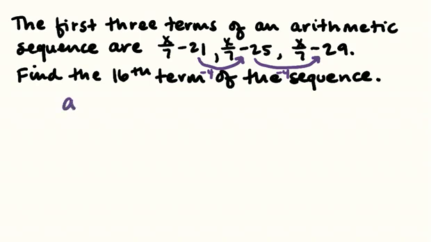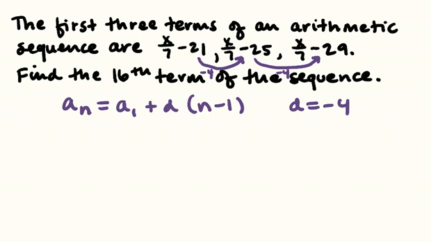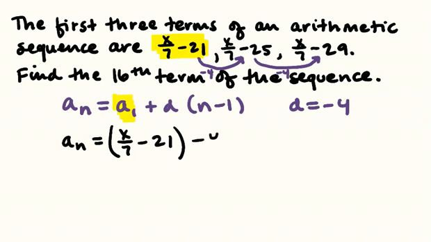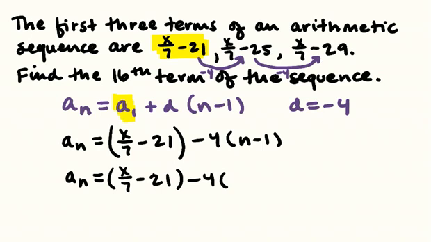And we had this formula that the nth term of an arithmetic sequence was equal to the first term plus the common difference times n minus 1. Okay, well, that common difference is equal to -4. And we know that the first term, this first term here, is x over 7 minus 21. So I'm going to say that the nth term is equal to x over 7 minus 21 minus 4 times n minus 1. And then to get the 16th term, I'm just going to plug in n equals 16. And 16 minus 1 is 15. So I'm going to be subtracting 60 from -21. That'll be -81. Okay, which is one of your answer choices in there.